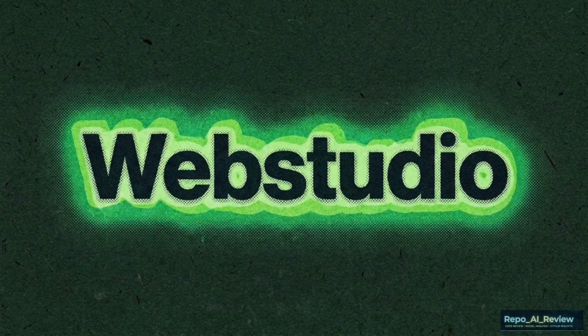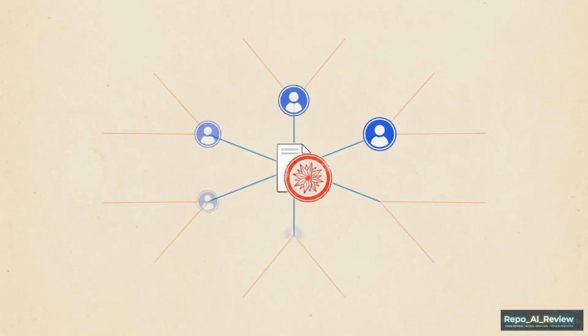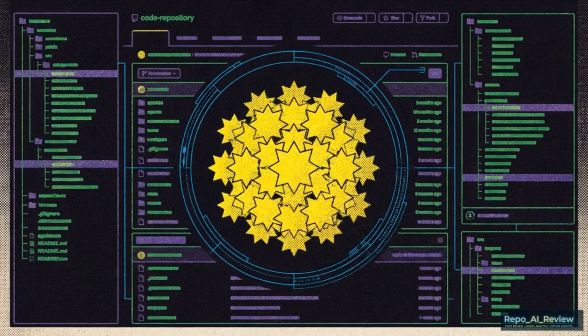Webstudio is the open-source alternative built to fix this. It operates under an AGPL 3.0 license and is backed by a community of developers with over 8,500 GitHub stars who demand a higher technical standard.